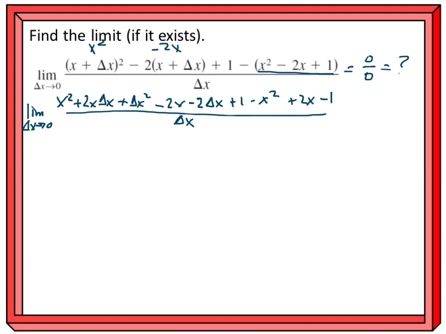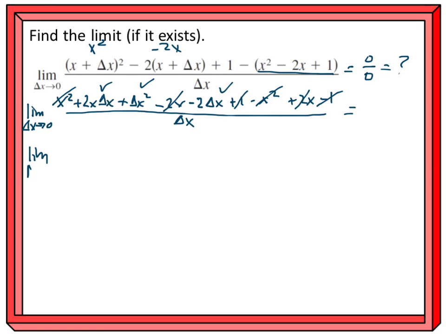I think it does. So here these x squareds cancel, and these 2x's do, as well as the 1's. And then all of these terms that are left over have a common factor of delta x. So we're going to factor that out and see what happens from there.